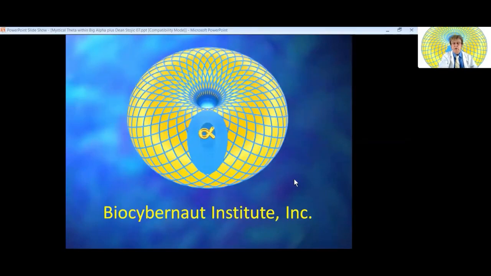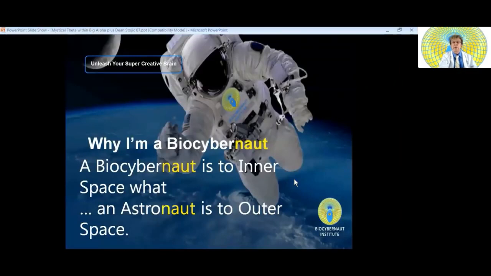The logo of Biocybernaut, which represents a halo, is actually a nearly phi ratio torus. And why am I a biocybernaut? Well, a biocybernaut is to inner space what an astronaut is to outer space. Naut is a Greek suffix that implies someone who goes on an adventure. The first use, I think, was Jason in the Argonauts, where Jason and some intrepid friends went off on these adventures to find the golden fleece and bring it back to the king, which was the price of Jason being able to win the hand of the king's daughter in marriage.